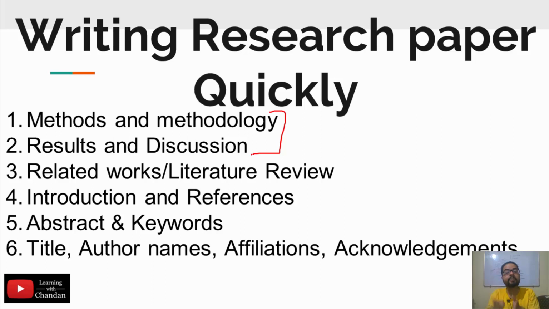After writing this section, now you go towards the abstract and keywords. Now that you have written the whole paper, this is the best time to write your abstract. Abstract is always written at the last of the paper. Do not try to write the abstract as the very first thing. Always write your abstract after you have written the whole paper, and also the keywords.